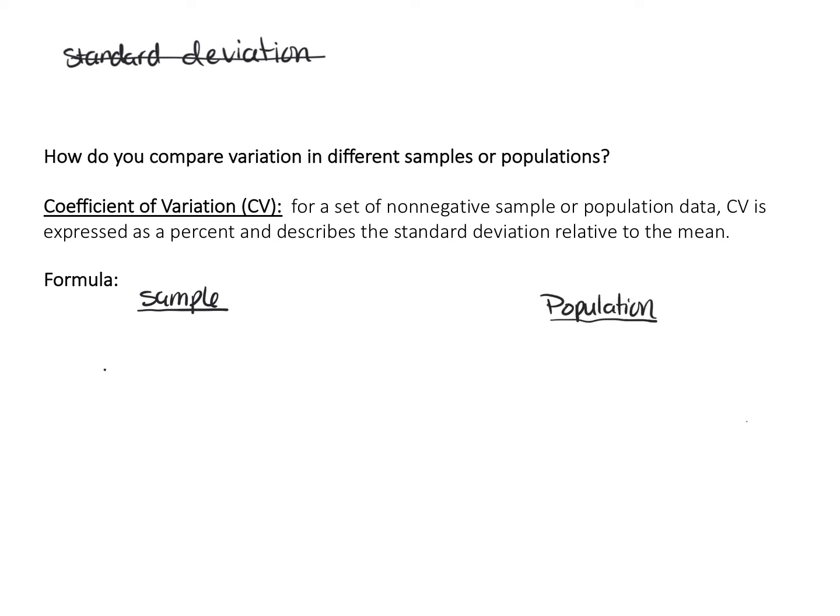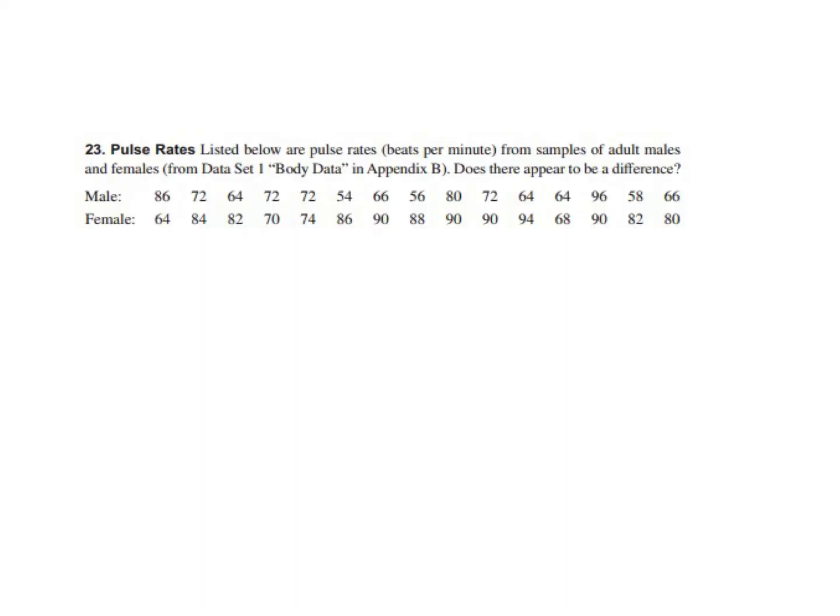For the CV, you simply take your sample standard deviation and divide it by your sample mean, and because we want to express it as a percent, once you have that ratio, you multiply it by 100, and that will give you the coefficient of variation as a percent. For the population, you take your population standard deviation, which is sigma, and divide it by the population mean, which is mu, and again multiply that ratio by 100 to get a percent. We'll take a look at an example next.